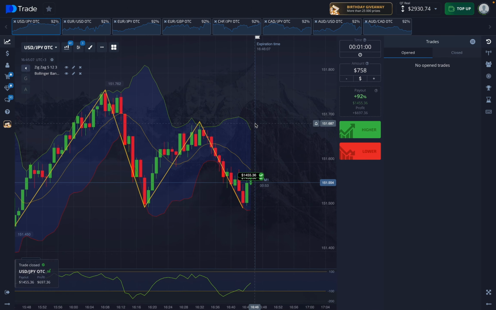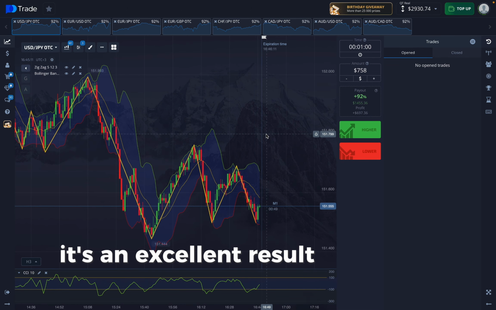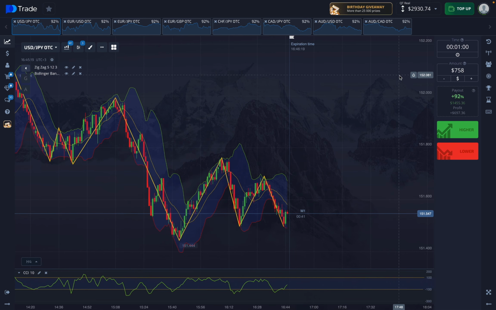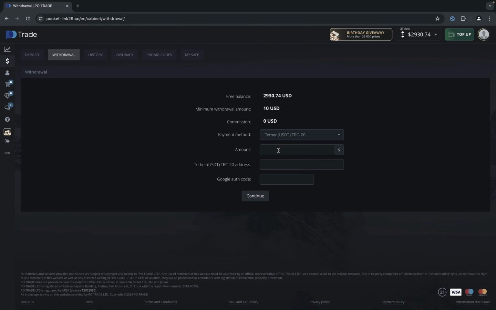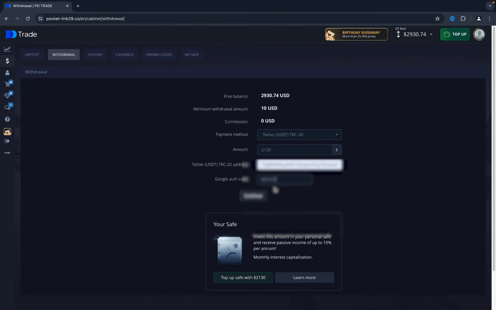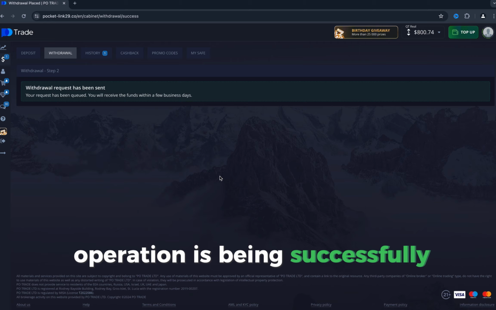In general, nothing complicated occurred. It's an excellent result for today's trading. Good profit from just 3 trades. I don't want to lose it, so I'll proceed to withdraw. The profit amount will be $2130. The withdrawal operation is being successfully processed.